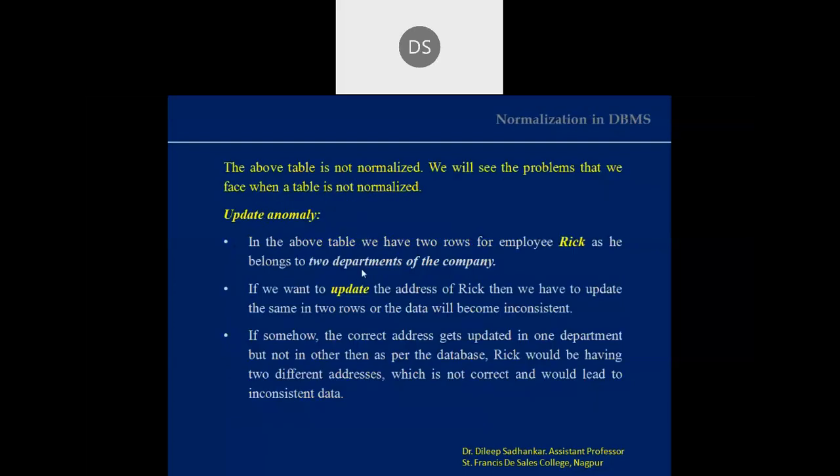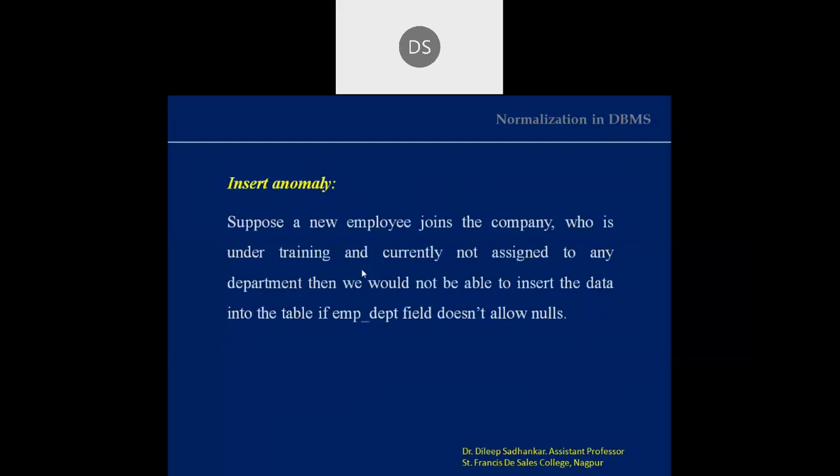So that whenever the data is accessed, every time it will be consistent. But suppose, because there is an anomaly, the data is updated at one place but not at the other place. That is the problem. If the correct address gets updated in one department but not in the other department, then whenever the data is accessed, incorrect data may be accessed because the address is changed. So inconsistent data will result.